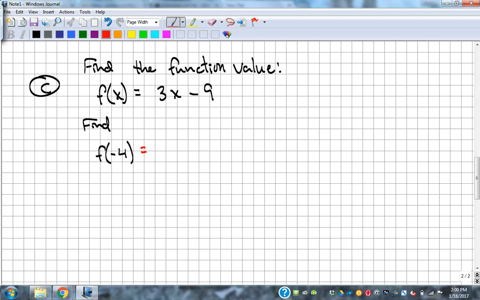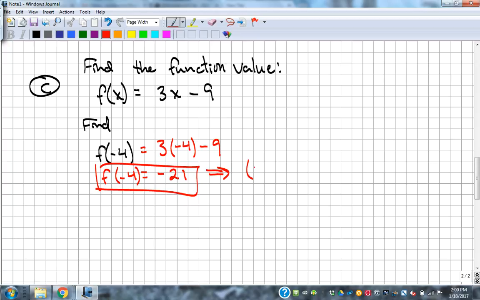Anybody remember? Okay, yeah, you replace the x's in the problem with the negative 4. That's all that means. So it's just find the y value for the x value of negative 4. Work that out. Negative 12 minus 9 is negative 21. So f of negative 4 amounts to the ordered pair negative 4, negative 21. That's what that means. This is function notation. This is ordered pair notation.